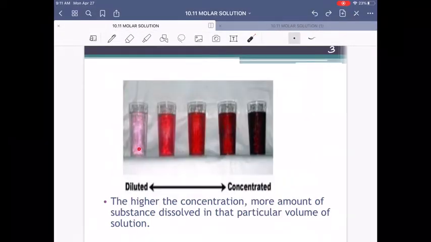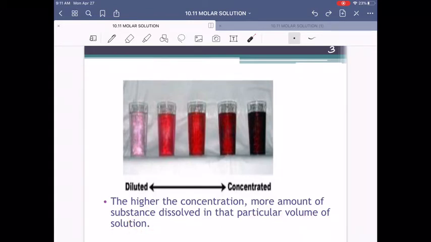Here we have a series of concentrations from very diluted to very concentrated. Just imagine you are making a series of concentrations of Ribena juice. The very diluted one is not very sweet. The concentrated one is super sweet. With the same volume, you can see they are in the same size of glass. So here's the description: the higher the concentration, the more amount of substance dissolved in that particular volume of solution.